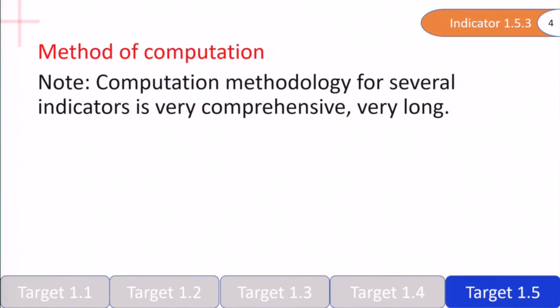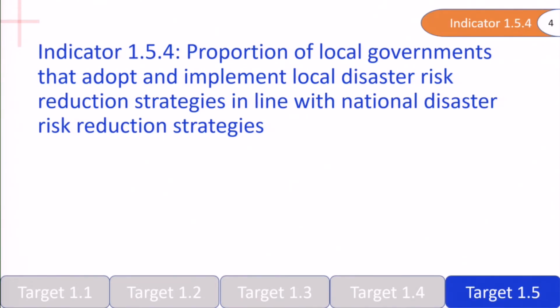So, it depends on the type of measures we want to put into this indicator, and based on the measures we have identified, we can come out with a computation methodology. However, they have already given a detailed listing on how to do the calculation, which is beyond the scope of this lecture. Now, coming to indicator 1.5.4, the last indicator for target 1.5, it is the proportion of local governments that adopt and implement local disaster risk reduction strategies in line with the national disaster risk reduction strategies.